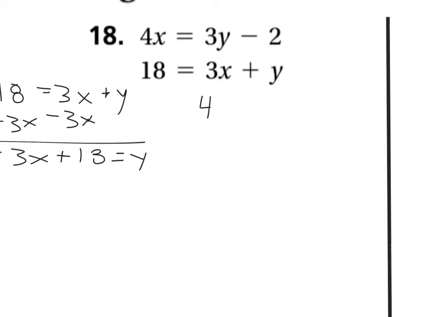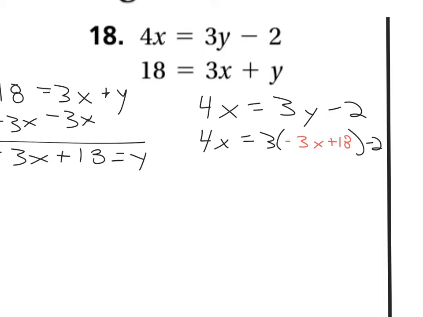Okay, now we know what y is equal to, so I can write this other equation here: 4x equals 3y minus 2, and I can substitute in for y what y is equal to. Y is equal to negative 3x plus 18, minus 2. Okay, and now we've only got a single variable.